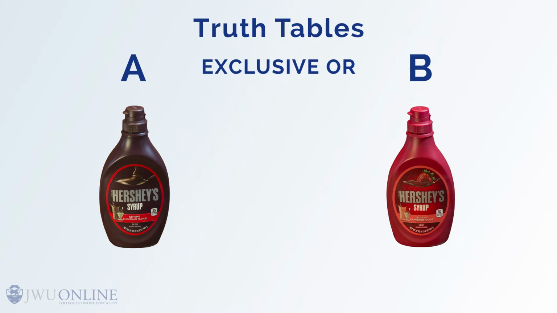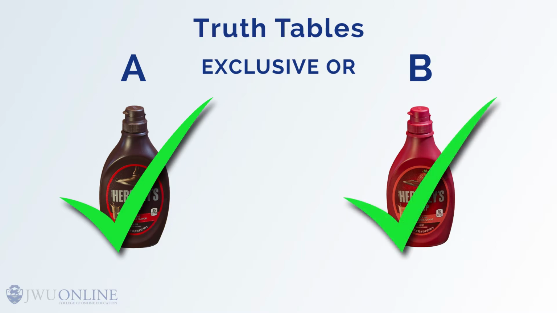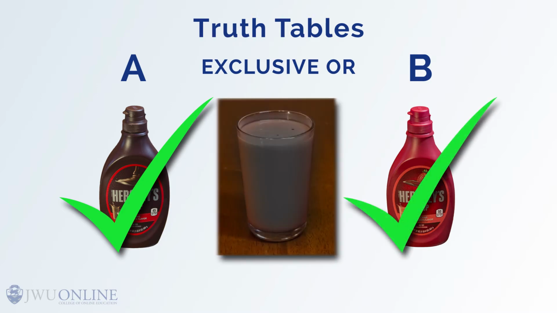But if I add chocolate syrup, A is true, and I squeeze in a little strawberry syrup, B is also true, that would be disgusting. So you probably won't drink that because A XOR B would be false.